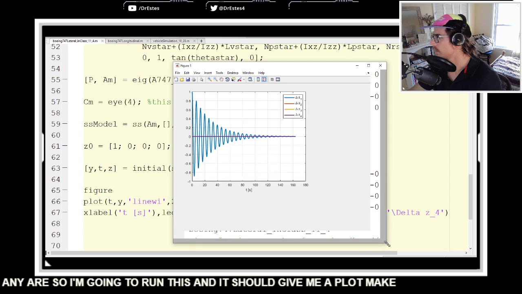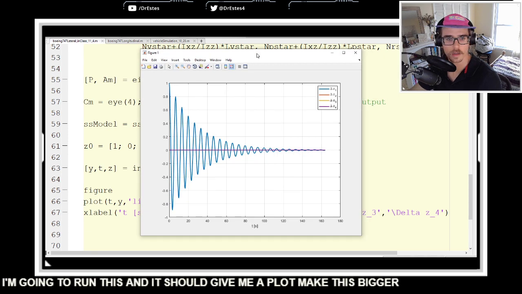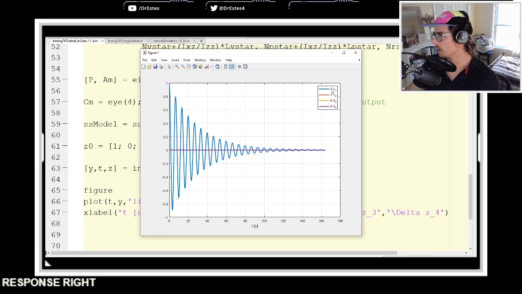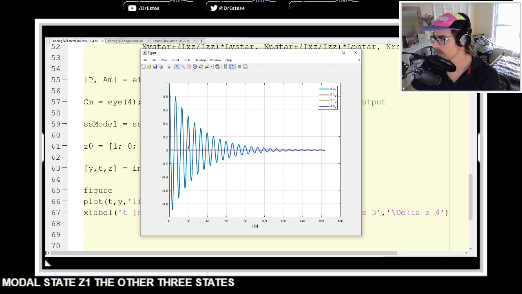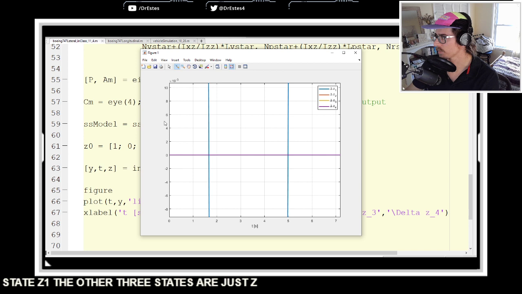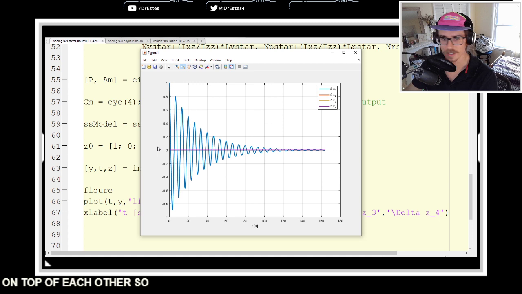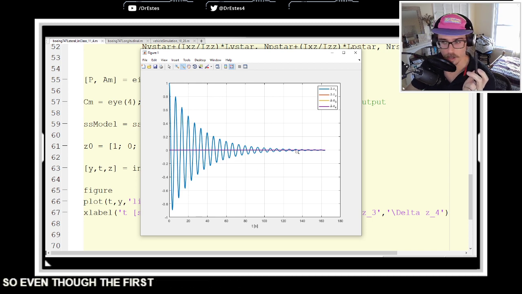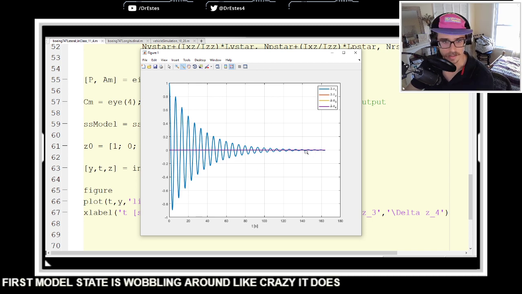Make this bigger. Unfortunately, the text is really small, but anyways, you see this oscillatory response, right? That corresponds to the modal state Z1. The other 3 states are just 0 the whole time, and they're all right on top of each other. So the point is, like I said, the modal states, their dynamics are totally independent of each other. So even though the first modal state is wobbling around like crazy, it does nothing to the other states.